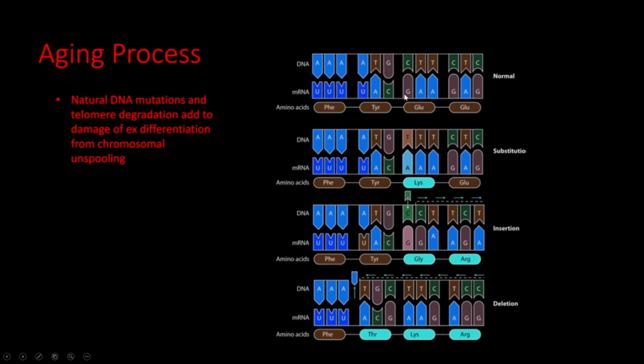So you can see normally you have a G at this spot in the normal protein, which creates a glutamine amino acid. But in this case, it's substituted for an A, or an A instead of the G, which ultimately creates lysine. So if you have a different amino acid within a protein that's created, that creates a different structure, and then the protein can't function properly.